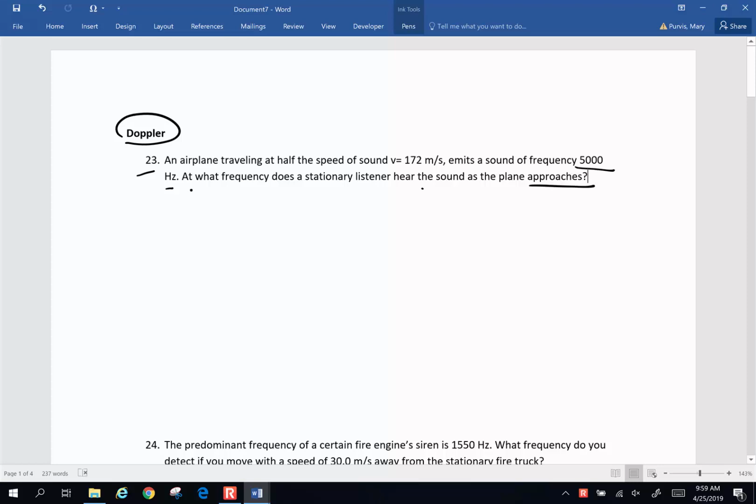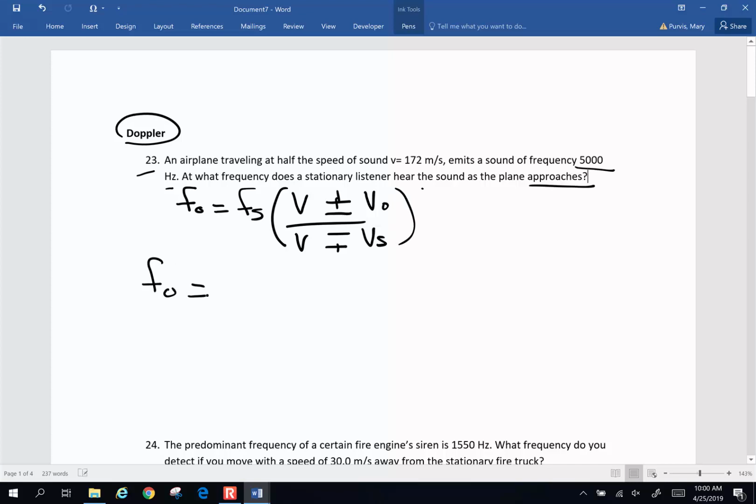Okay, here's our Doppler equation. The frequency that is observed is equivalent to the frequency of the source times the velocity of the wave in the medium plus or minus the velocity of the observer, over the velocity of the wave minus or plus the velocity of the source. So I want to know what frequency is going to be observed. The frequency of the source, well, this airplane is producing a 5,000 hertz sound.